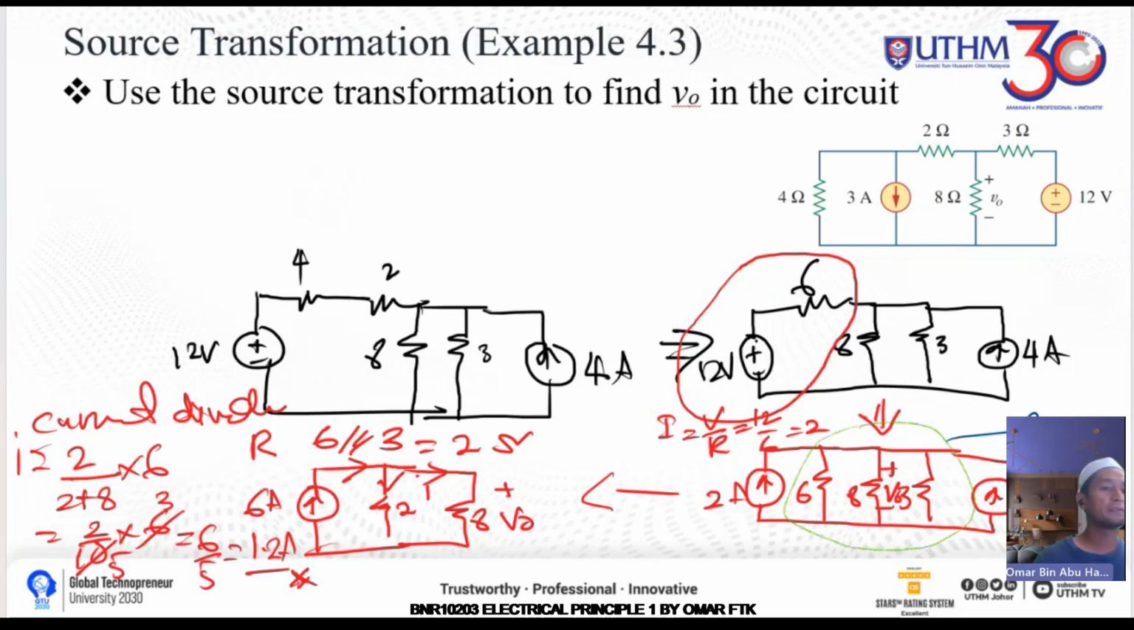Then when you get the current here, you can find the V out equals 8 times the current 1.2. Then you get the voltage over here. So this is the V out.